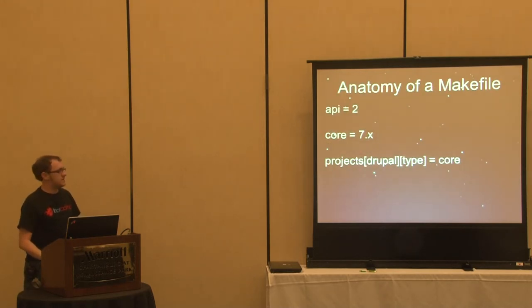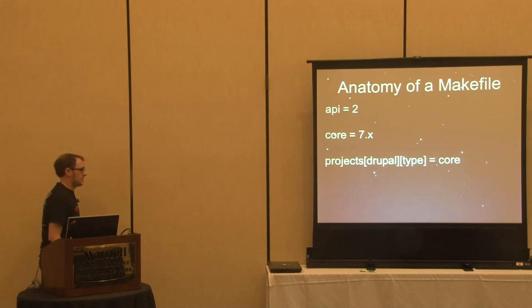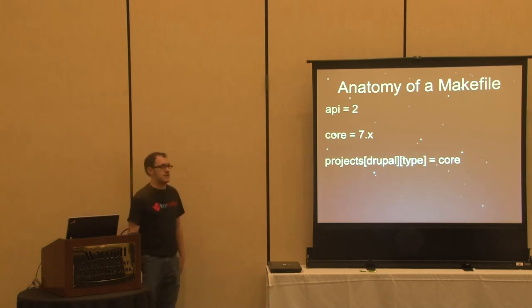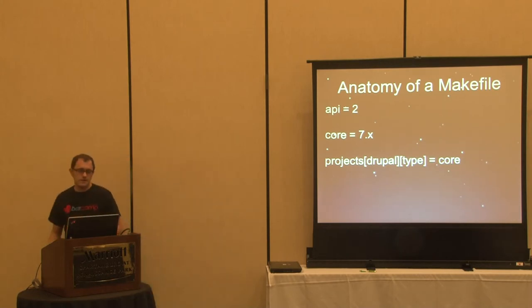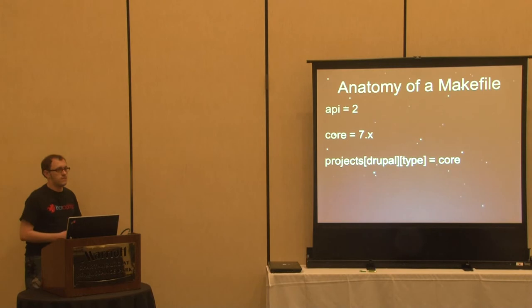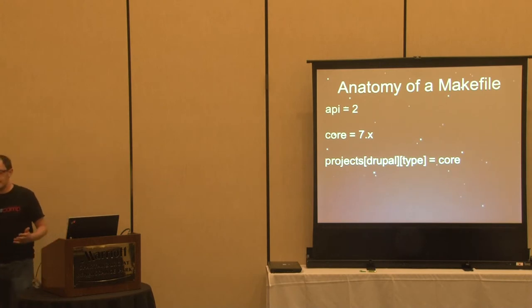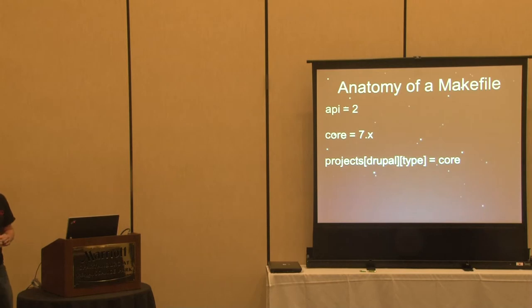So a makefile has a few things that you just have to do. Right now, you have to set this one little field that says API equals 2. As the Drush API changes, I'm sure that number's going to increment, but just take it as a given. You have to specify what core you want. The way Drush Make figures out which recommended version to get, if something's got a 6 recommended version and a 7 recommended version, we have to tell it which one we want everything to be based off of. So it's always either 6.x or 7.x.